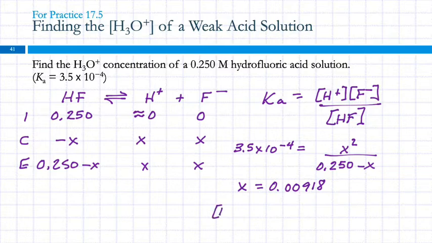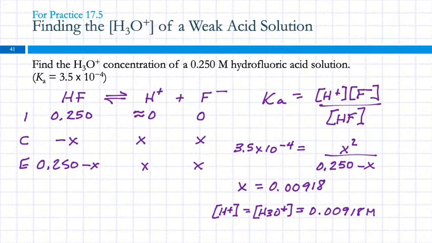So the hydrogen ion concentration, which is the same as the hydronium ion concentration, just two different ways of writing the same thing, 0.0092, 2 sig figs, molar.